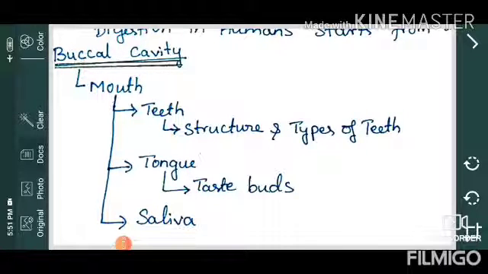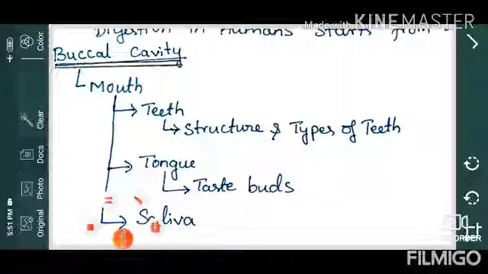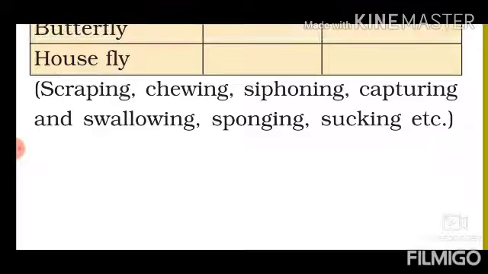And around the tongue we have salivary glands which secrete saliva. That saliva is also a digestive juice which softens the food. The different methods of feeding food may be scraping, chewing, siphoning, capturing, engulfing, swallowing, sponging and sucking, etc. Feeding of animals may be different. How they feed the food into the body will be different in different kinds of animals.